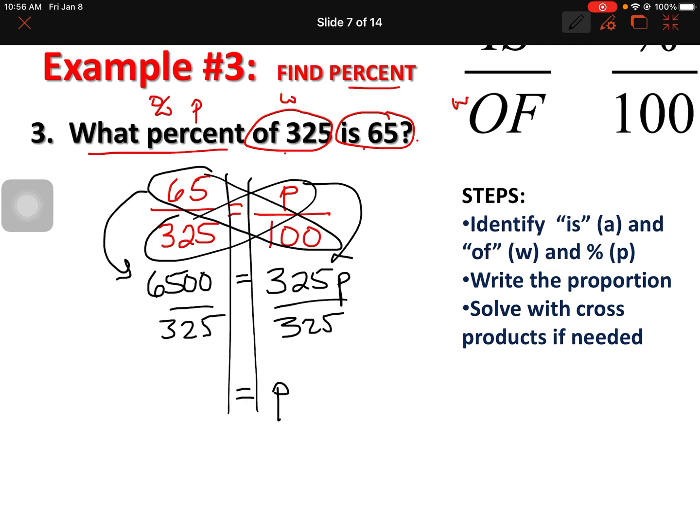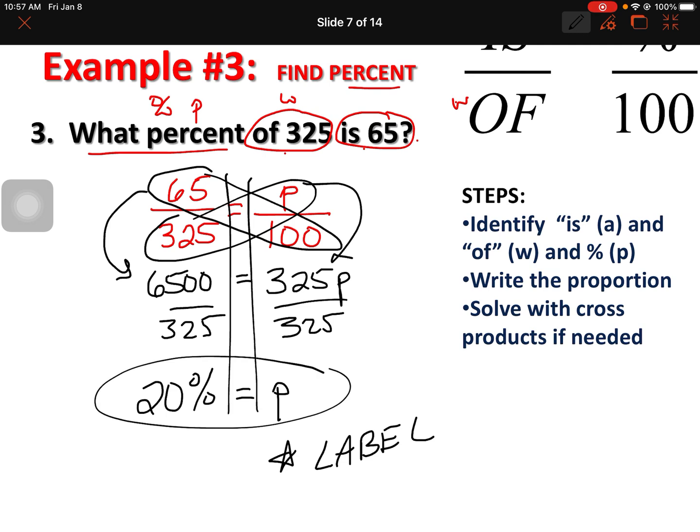And I'm going to type that in. And we're going to get 20. And now in this case, this one's important that you remember to label your answer. So this is 20% this time. So 20% of 325 is 65.